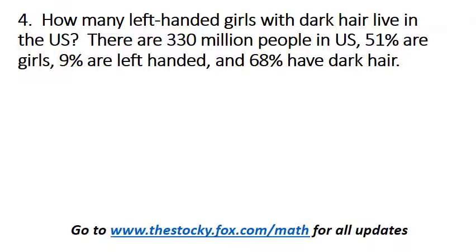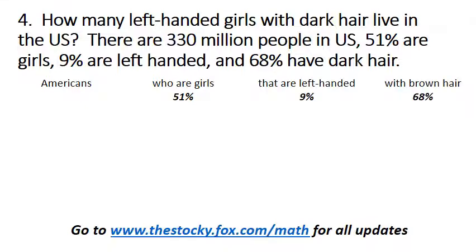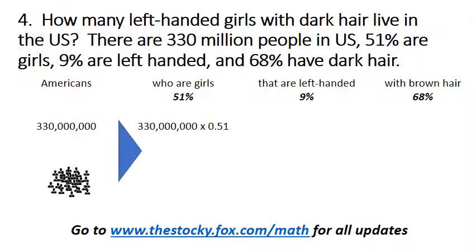How many left-handed girls with dark hair live in the United States? There are 330 million people in the US, 51% of whom are female, 9% of whom are left-handed, and 68% of whom have dark hair. So we want to know how many Americans there are who are girls, 51%, that are left-handed, 9%, that have dark hair, 68%. So we start with 330 million people. And we take that 330 million and multiply it by 0.51. Remember, 0.51 is the same as 51%. And we get 168.3 million. There are 168.3 million girls in the country.